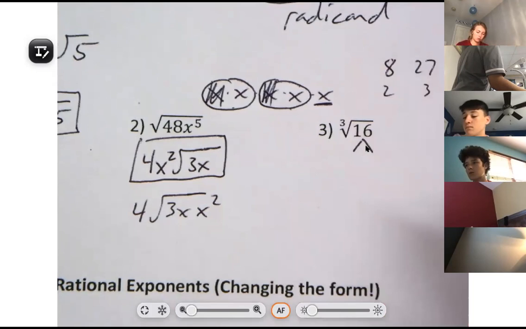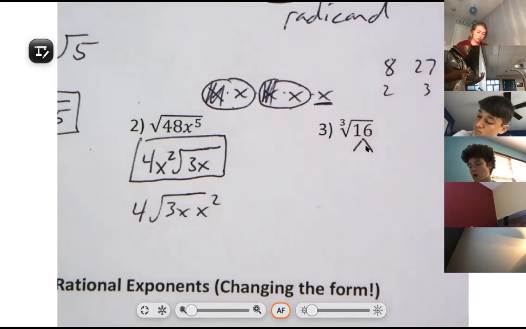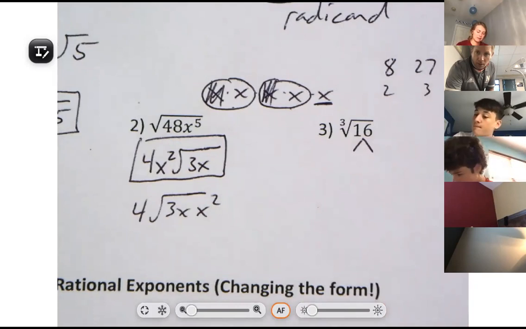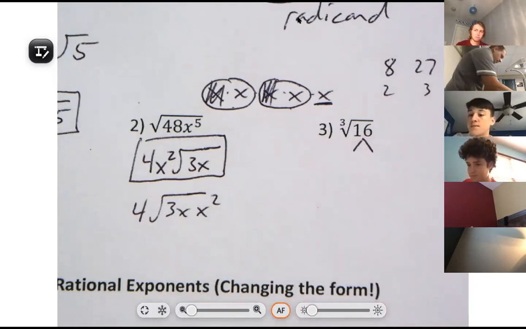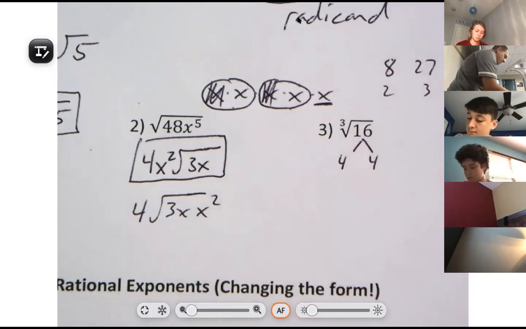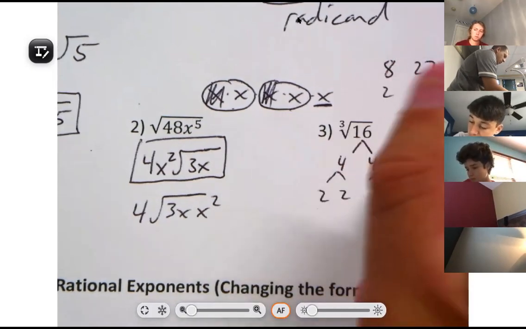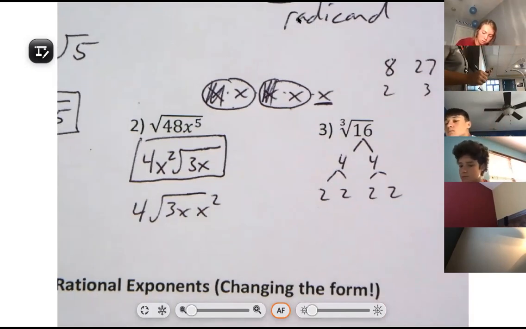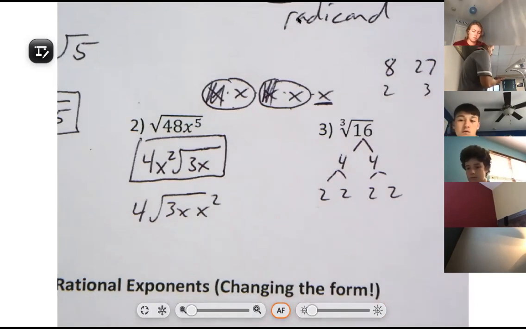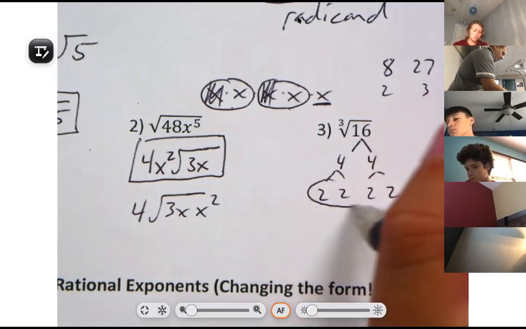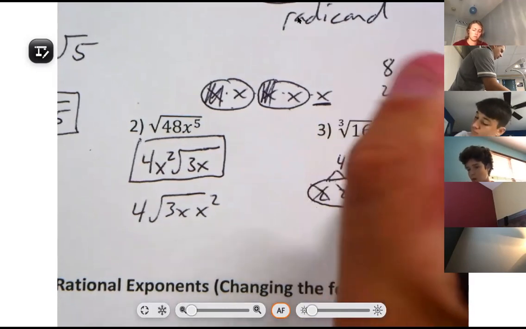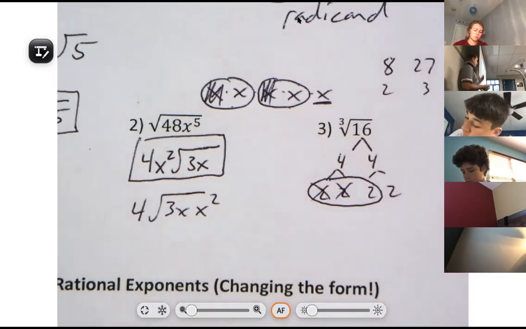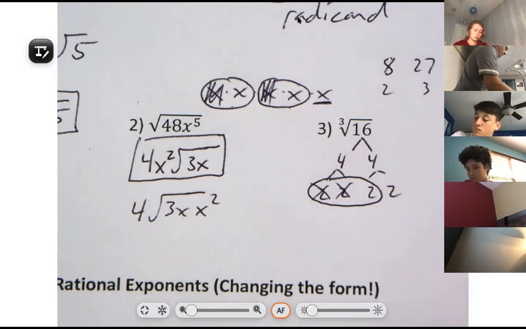So 16, you can either put 4 and 4, or you can put 2 and 8. It doesn't matter how you start. So I'll do 4 and 4 to keep my branches even. Then 2 and 2, 2 and 2. All right, so we are looking for a group of 3. Now, I know there's 4 twos. That doesn't matter. We just need a group of 3 twos. So for every group of 3 we have, I'm going to cross 2 of them out. Only 1 is going to come out. So a 2 is going to be on the outside, and we're going to have a 2 on the inside.